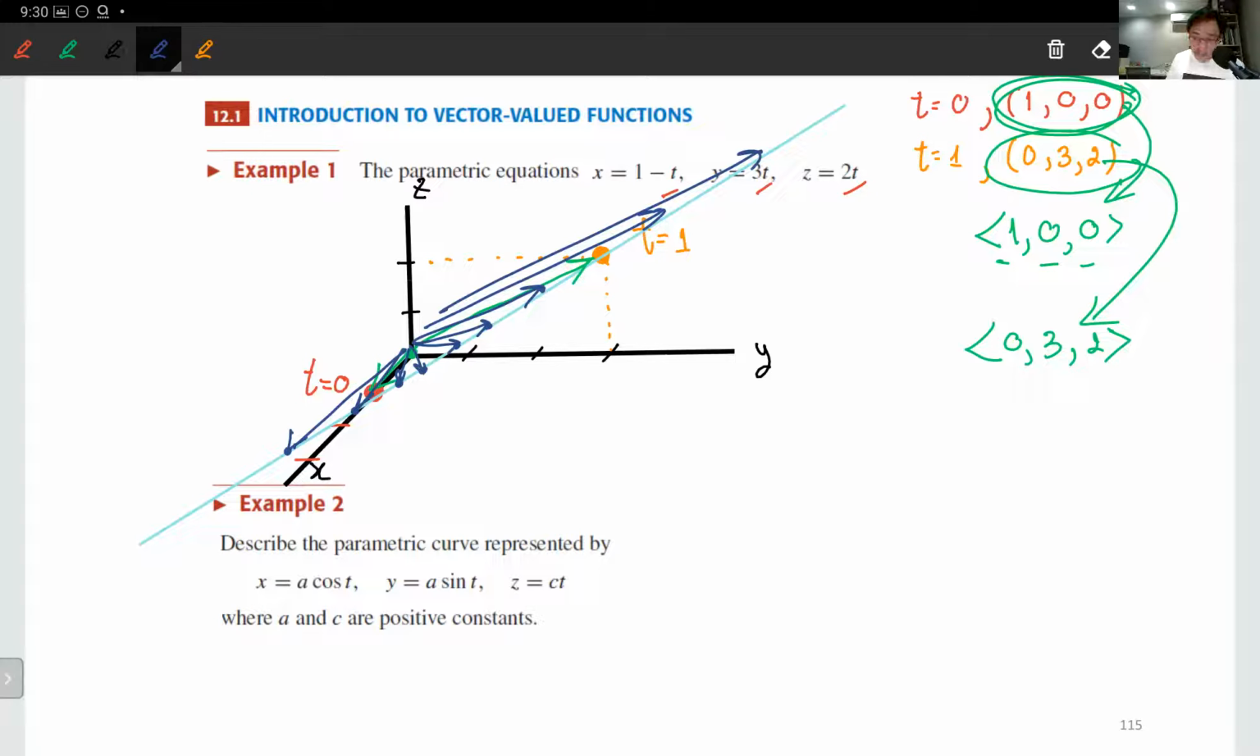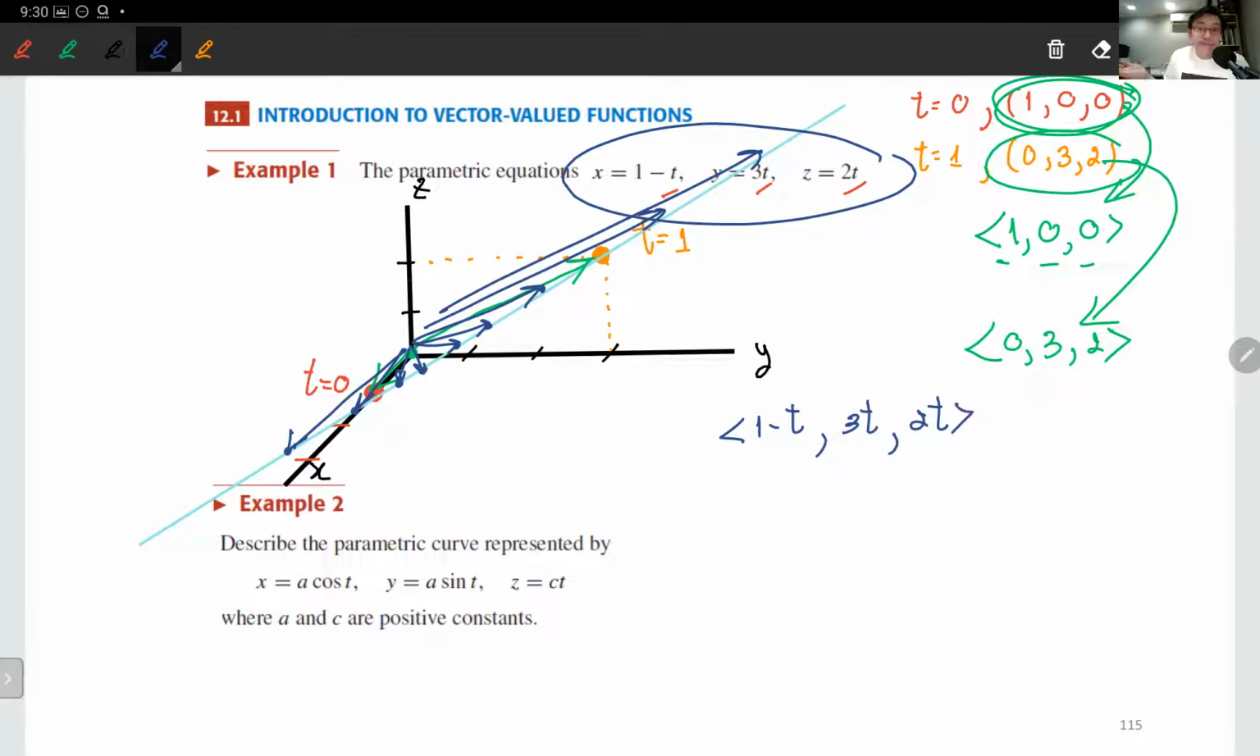So I'm just going to take all these parametric equations and put them into a vector: 1 minus t, 3t, 2t in the bracket. That's already good. That's a vector. But eventually you accomplish the same thing. You can use that vector to trace a curve. And this is the vector-valued function, pretty much. It's a function that is represented in terms of a vector.